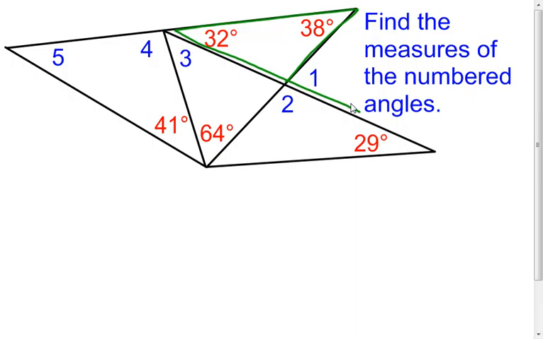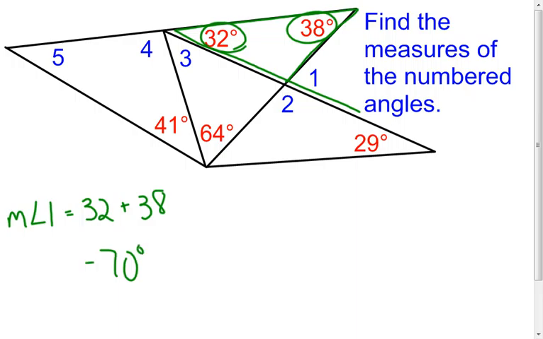And what I just learned about an exterior angle and its remote interior angles is that if I add the measures of the remote interior angles together, I will find the measure of that exterior angle. Therefore, I'm going to take the 32-degree angle and the 38-degree angle, add them together, and I'm going to end up with 70 degrees for the measure of angle 1. Already calculated one of those angle measures. That one's done. Now I'm going to get rid of this so it doesn't confuse me later. I don't need those anymore either.